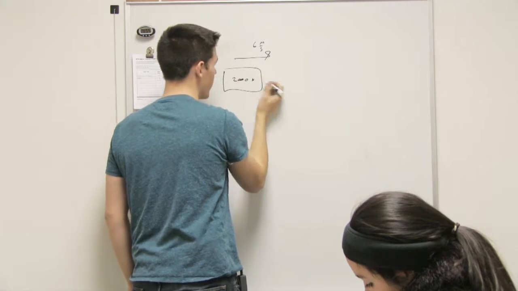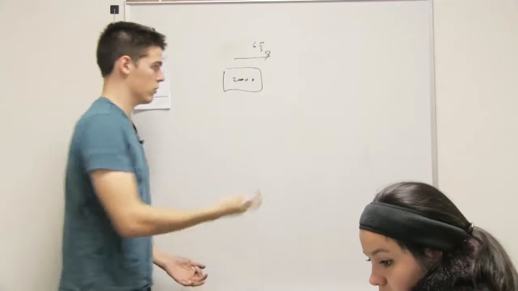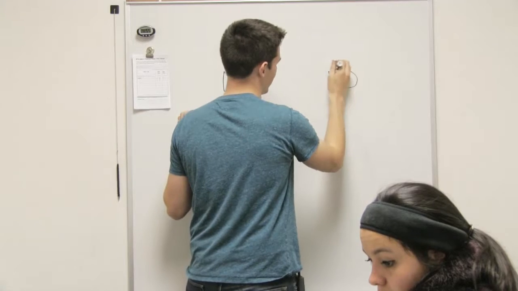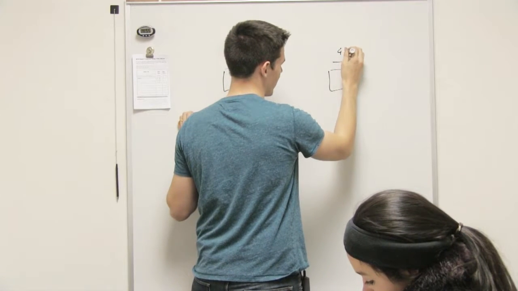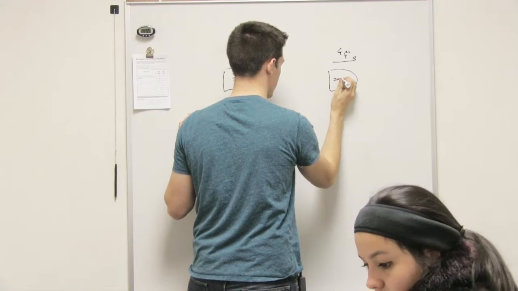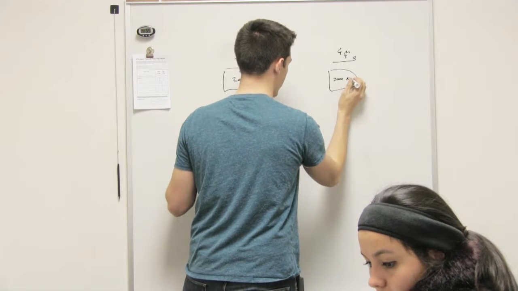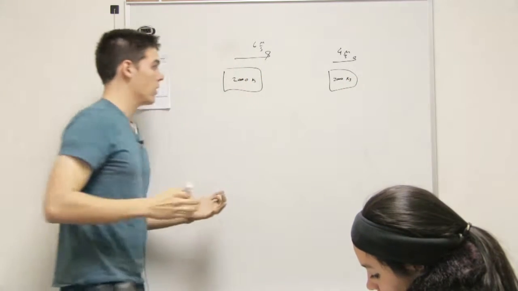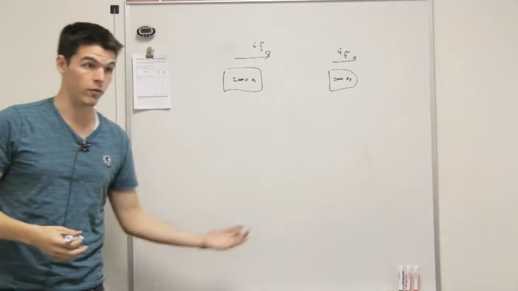So you have a before and after. This is your before and this is your after. It's going 4 meters per second, same mass. What is the racket's speed after it hits the ball? We're gonna use the momentum equation to solve for this.